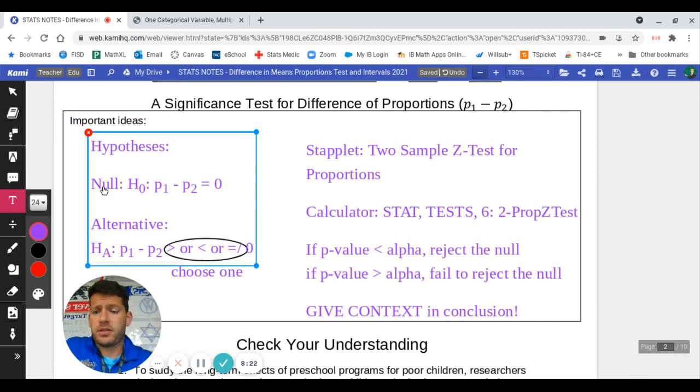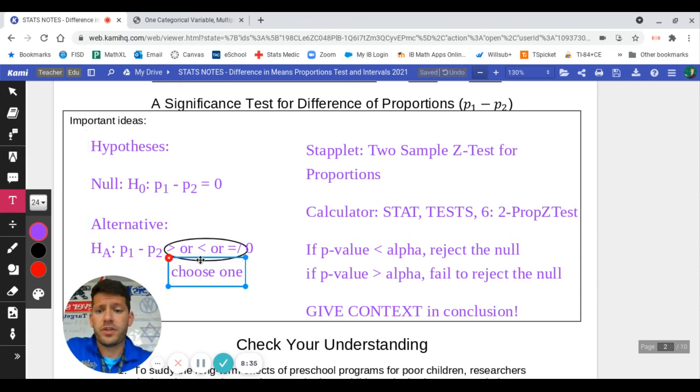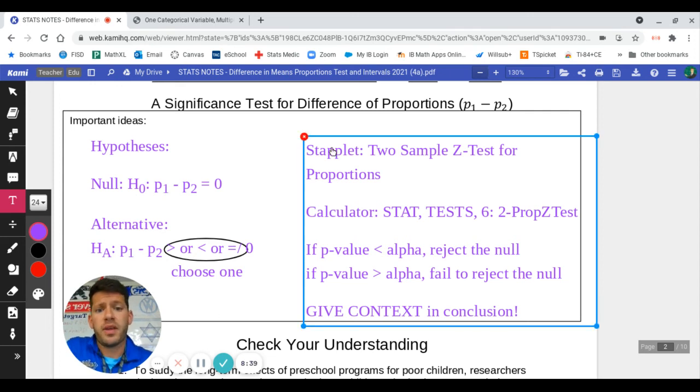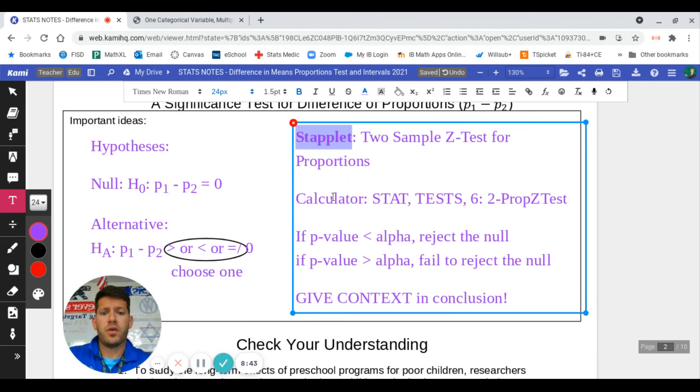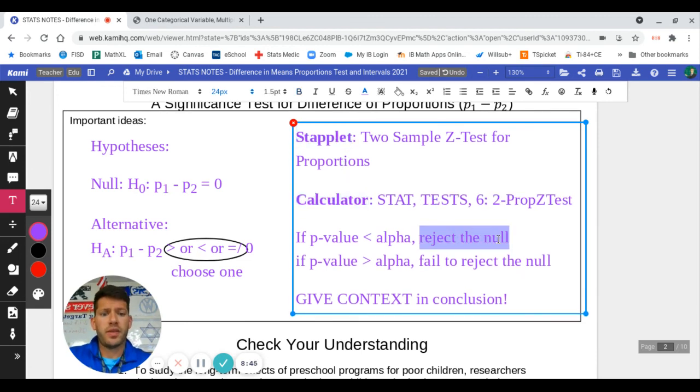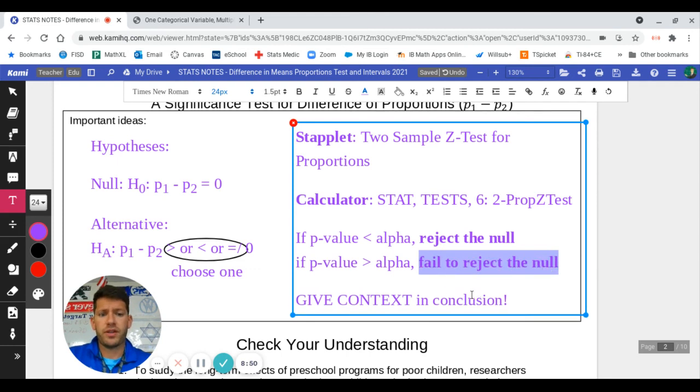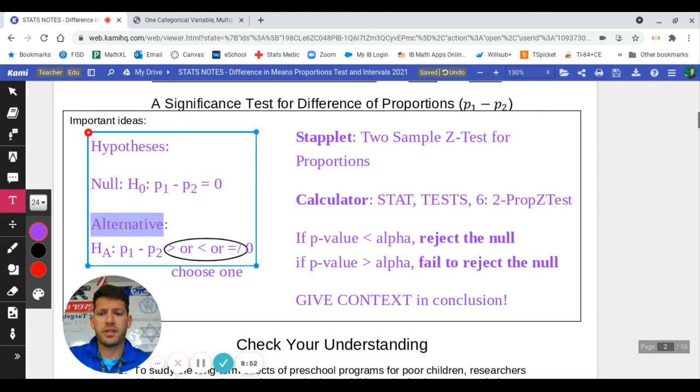So for our hypotheses, null and alternative, null is always equal to 0, that there's no difference between the proportions of our 2 samples. Our alternative will be either greater than, less than, or not equal to 0. You'll have to choose one of those, and it's either based on your own claim or the problem's claim. And a couple different ways to do this, either on Staplet or on the calculator. And then what we conclude, we either reject or fail to reject the null, and we want to give context as well.